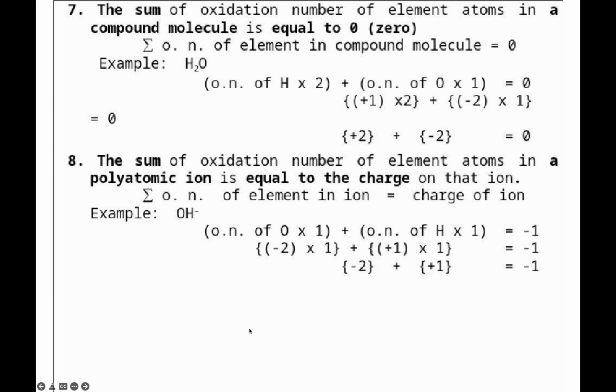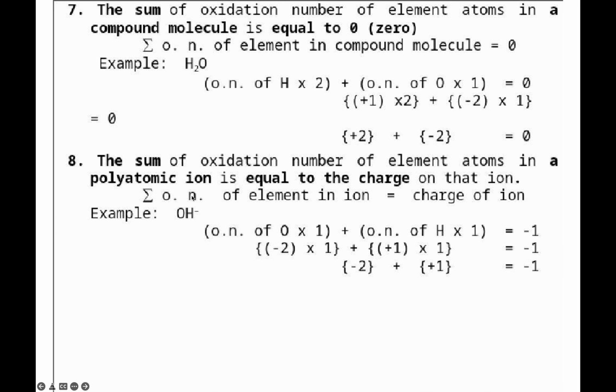Now here are one or two small sums to find the oxidation number of an element. As we already learned, the sum of oxidation numbers of atoms in a compound molecule is equal to 0. Suppose we are going to find it for H2O. The oxidation number of hydrogen is +1 for one hydrogen. How many hydrogen atoms are there? 2 are there. So for hydrogen it is +2. Then the oxidation number of oxygen, only one oxygen atom is there, so it is -2. So hydrogen is +2, oxygen is -2, and the total algebraic sum will be +2 -2, that is 0.